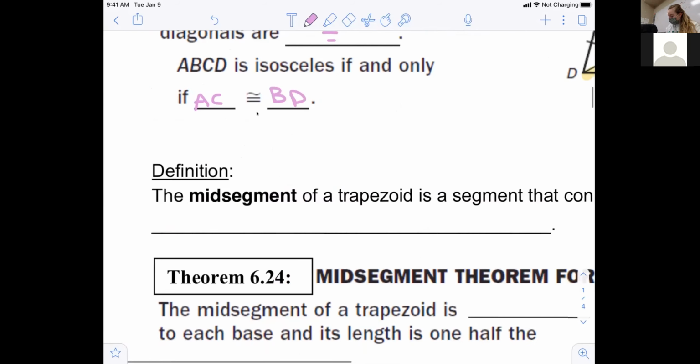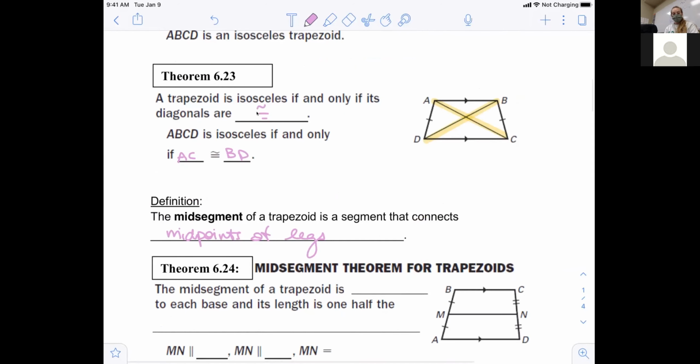A mid-segment of a trapezoid is a segment that connects the midpoints of the legs. So in this case, it's not just any midpoints, it's the midpoints of the legs. Now, Kamara gave me half the theorem that we remembered. Kamara said in a triangle, the mid-segment is equal to half of the opposite side.